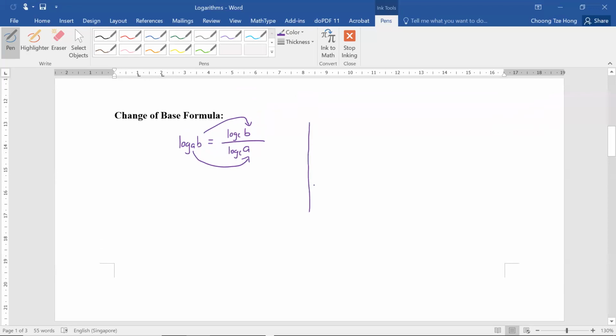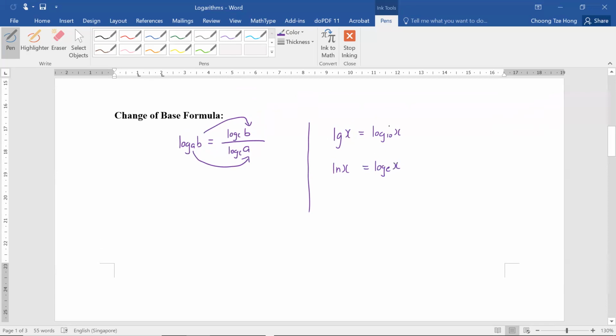Sometimes you will see lg, let's say lg x. lg means logarithm to the base 10. And then the other logarithm that you will see is the natural logarithm, ln. ln x would be log base e of x.